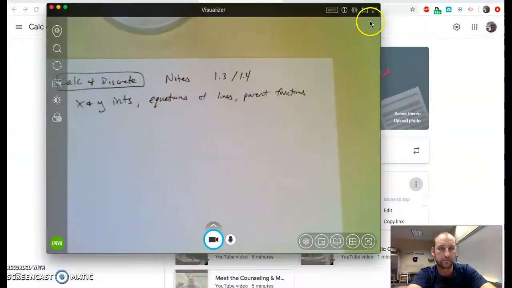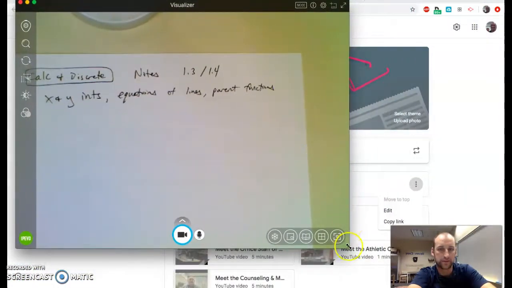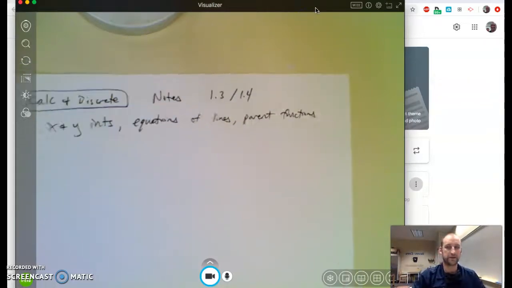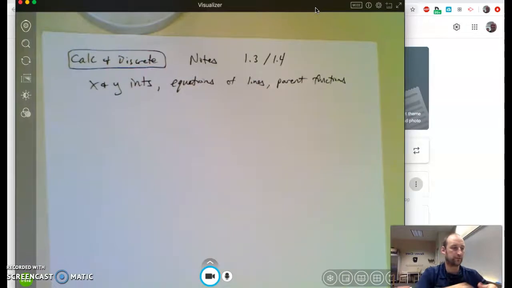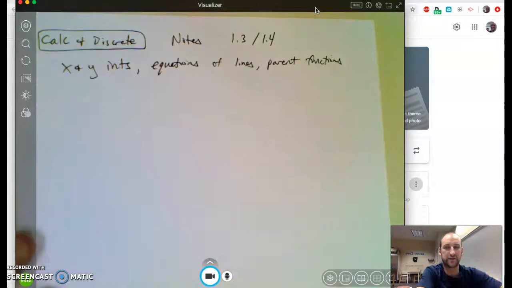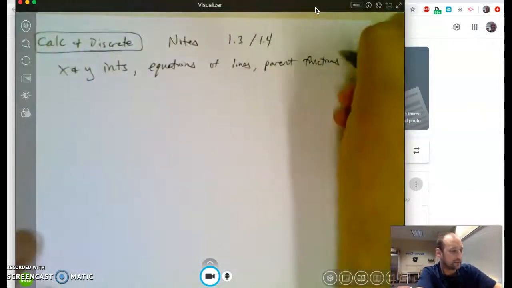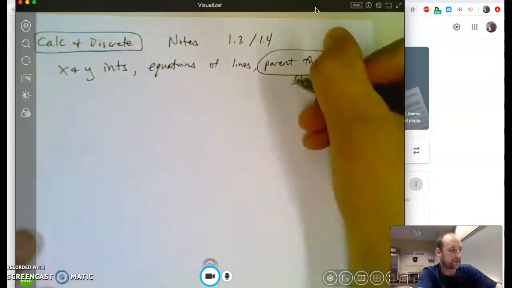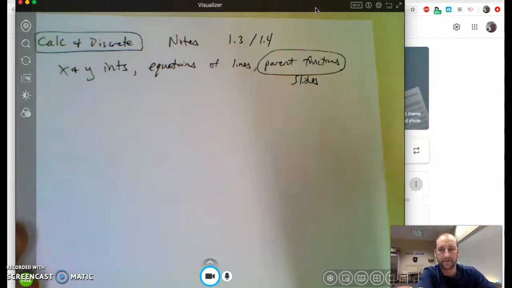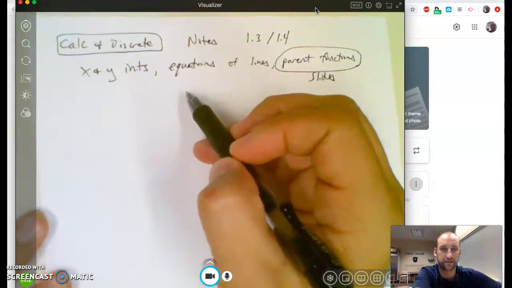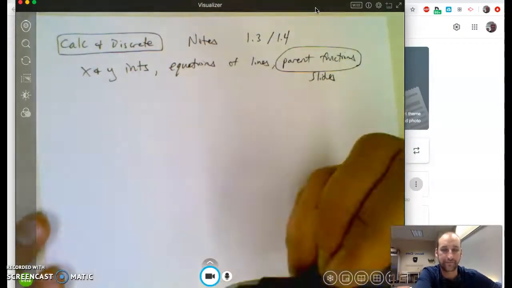All right. So let me make that as big as possible. Okay. The things in 1.3 and 1.4 are how to find x and y intercepts, equations of lines, and parent functions. The parent functions are going to be just in the slides that you can find on Classroom or that link. So really we're going to do just how to find x and y intercepts and equations of lines. Both these things you've done before, but that's why we're reviewing it.